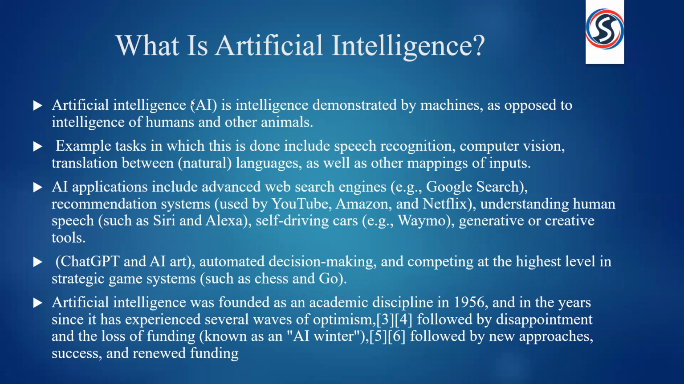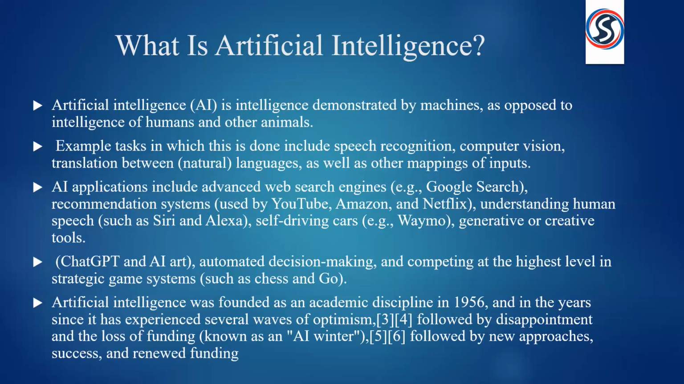We all know that AI is artificial intelligence. Artificial intelligence is intelligence demonstrated by machines, as opposed to the intelligence of humans and other animals. For example, the tasks in which this is done include speech recognition, computer vision, translation between languages, as well as other mappings of inputs.